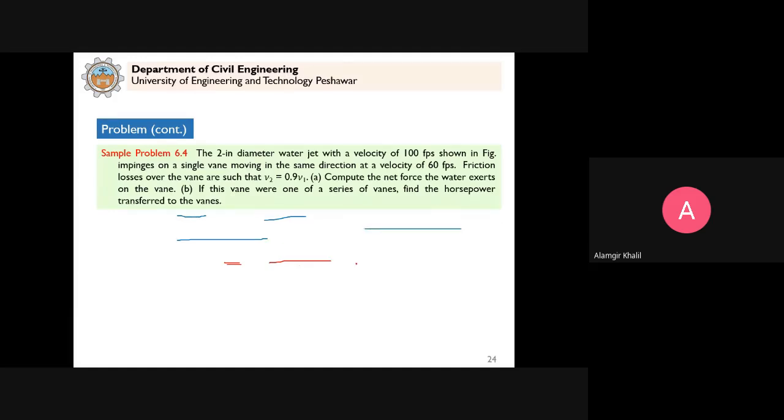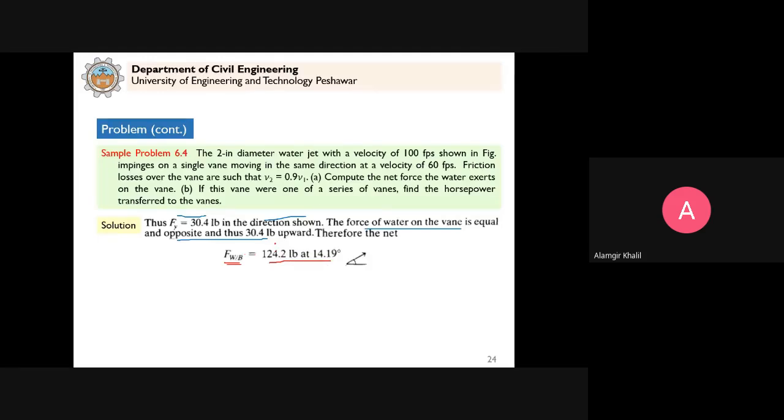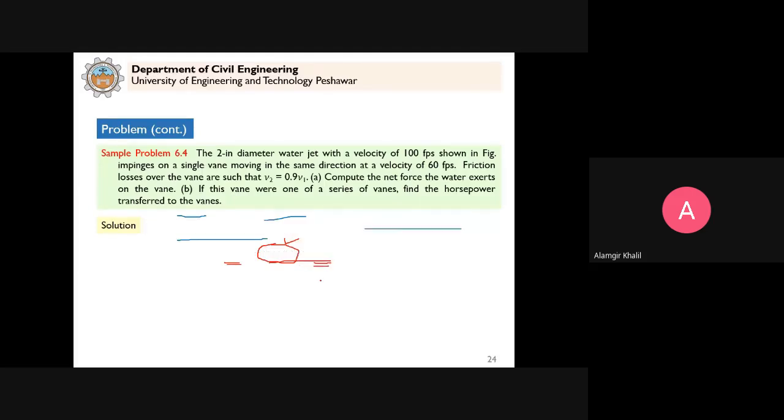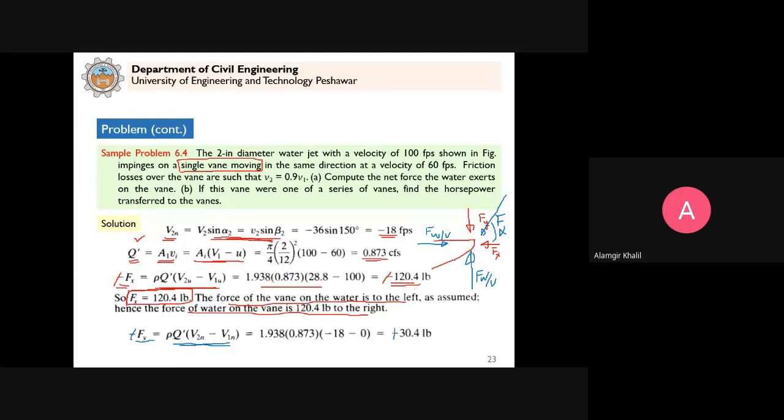So what will be the net force? This we calculate using Pythagoras theorem, 124.2 pounds from Fx and Fy. And this is the angle theta that you can calculate. So what will be this force here? It will be this force acting equal and opposite to this force. It will be this force here. This will be the total force. This will be the force of vane or blade.